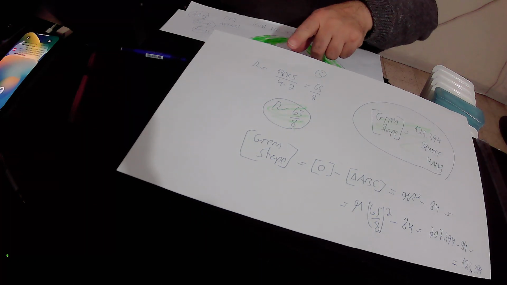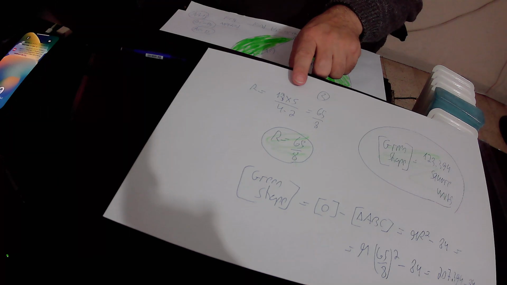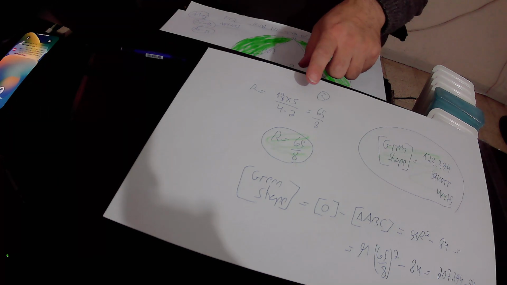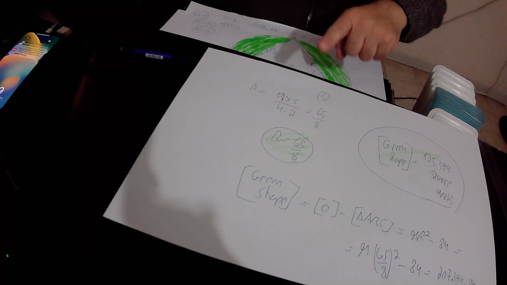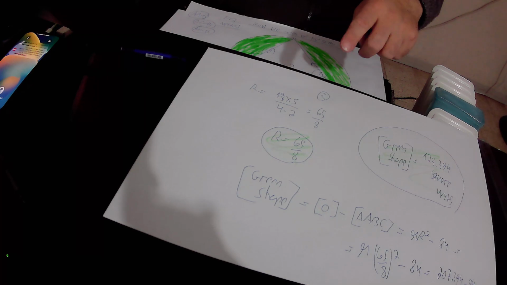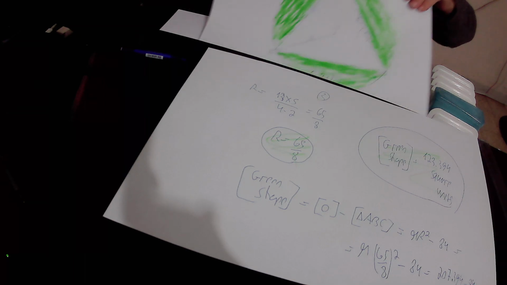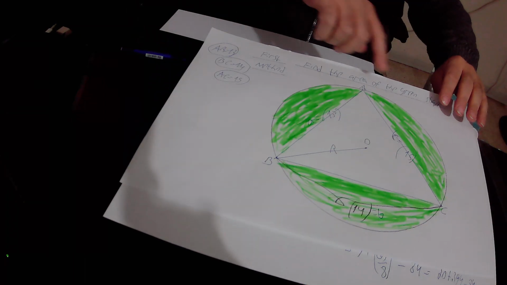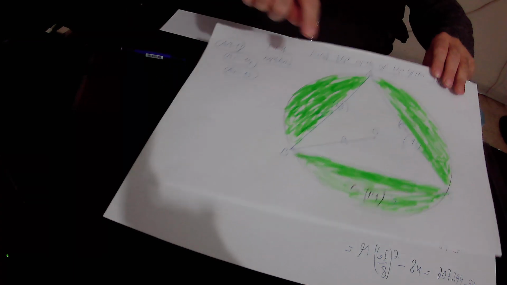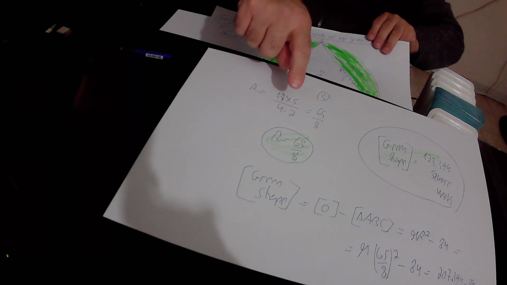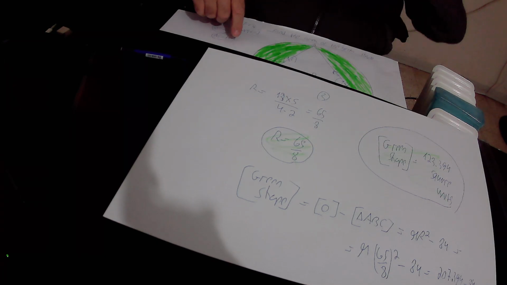In the numerator we are left only with 13 times 5, and in the denominator we are left with 4 times 2. 13 times 5 is 65, and 4 times 2 is 8. So in total we found that the radius of this circle that circumscribes triangle ABC, the radius capital R, equals 65 over 8 units.